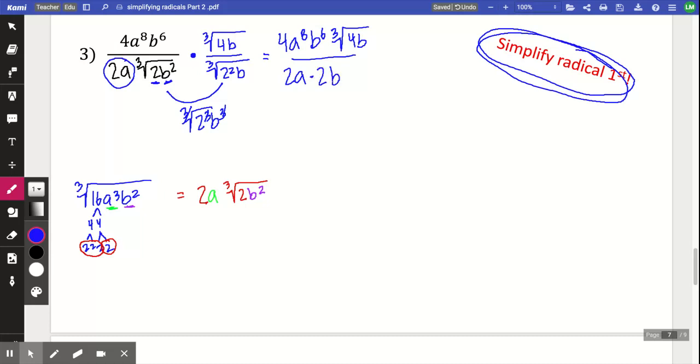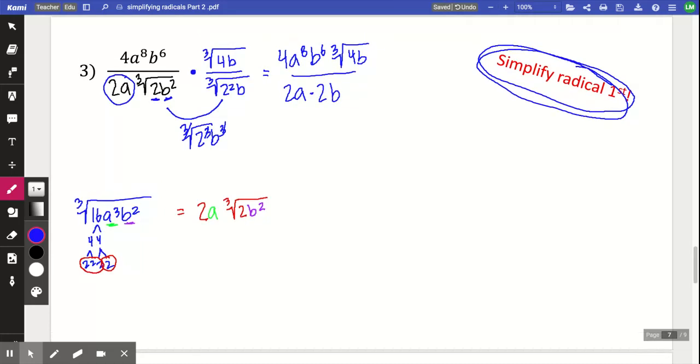It looks pretty good so far. The last thing though, I see A's and B's on top and the bottom, so we can reduce these. I also have 2 times 2 on the bottom, which is 4, and a 4 on the top. So let's get rid of all those actually.